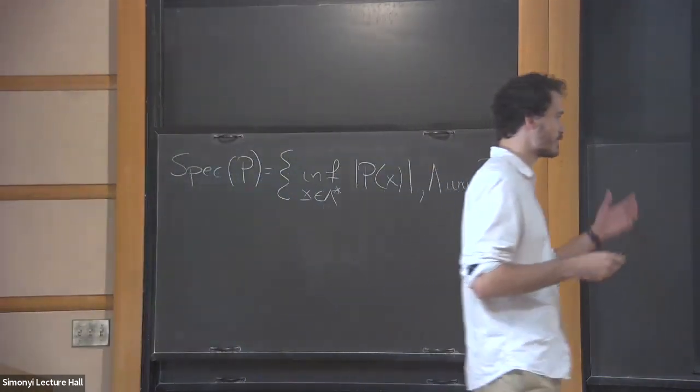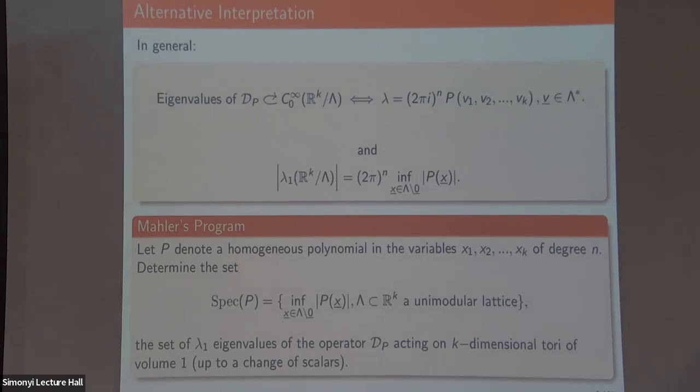And I should say that Mahler did not define this as the base note spectrum. The name base note spectrum comes from Sarnak's recent interpretation of this problem as an instance of the base note spectrum problem. Sarnak defined this for general lambda 1 eigenvalues of operators on finite volume portions of symmetric spaces, but here we have the Euclidean setting of this problem.